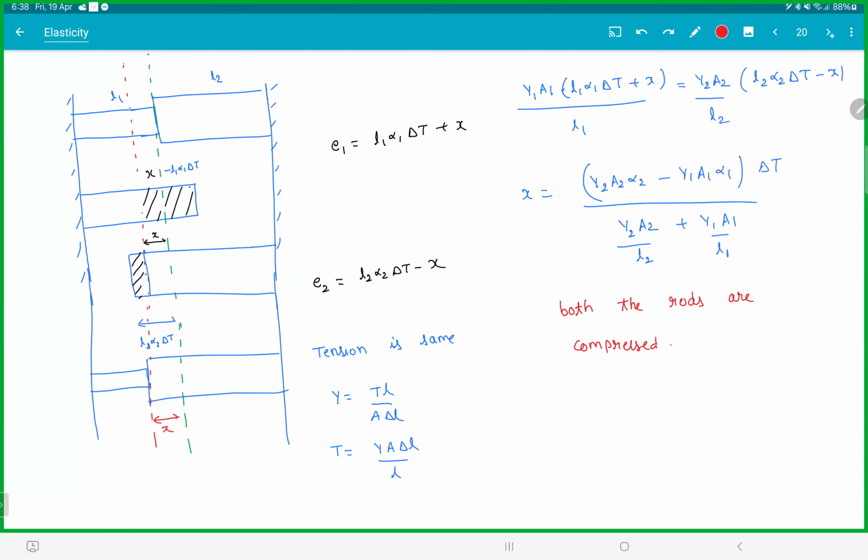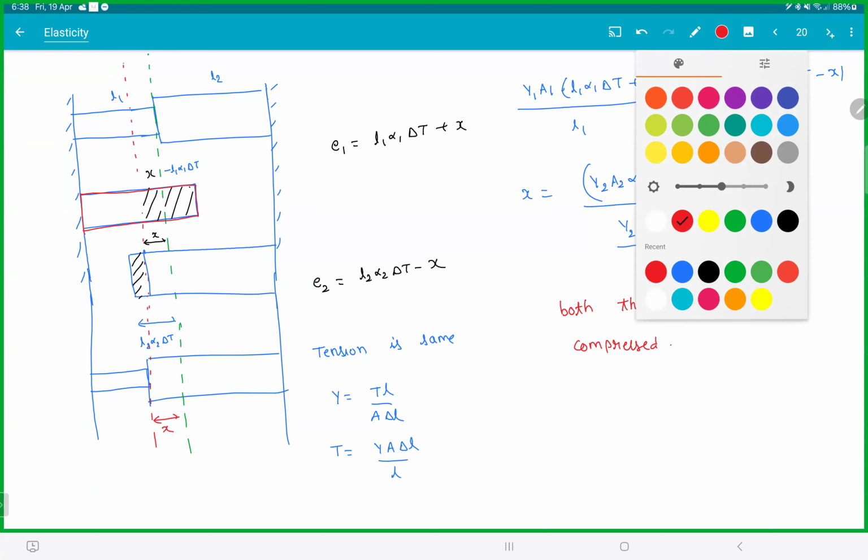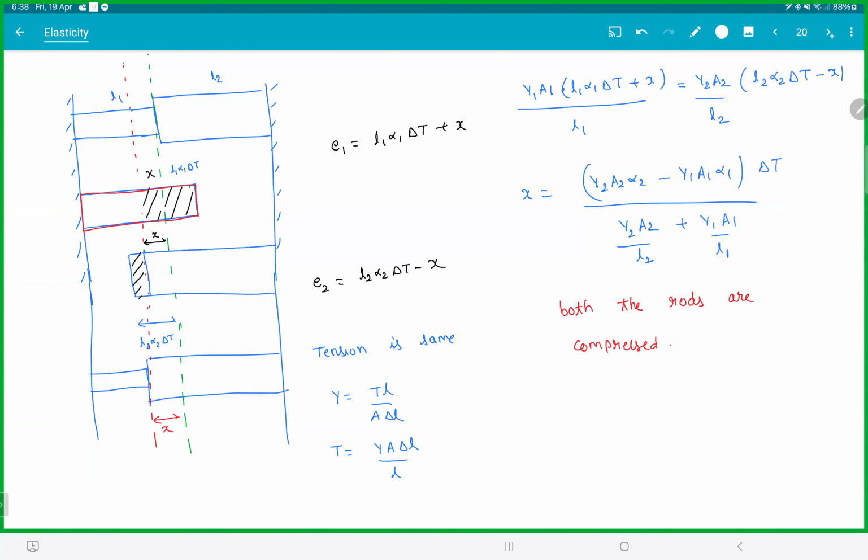If the other rod was not there, L1 would have been till here. This was the natural length. But because the other rod is there, you have to compromise and you stopped here. So all that shaded part got compressed, which is L1 alpha 1 delta T, that length due to temperature plus extra X. Clear, no, Yasha? Got the diagram?